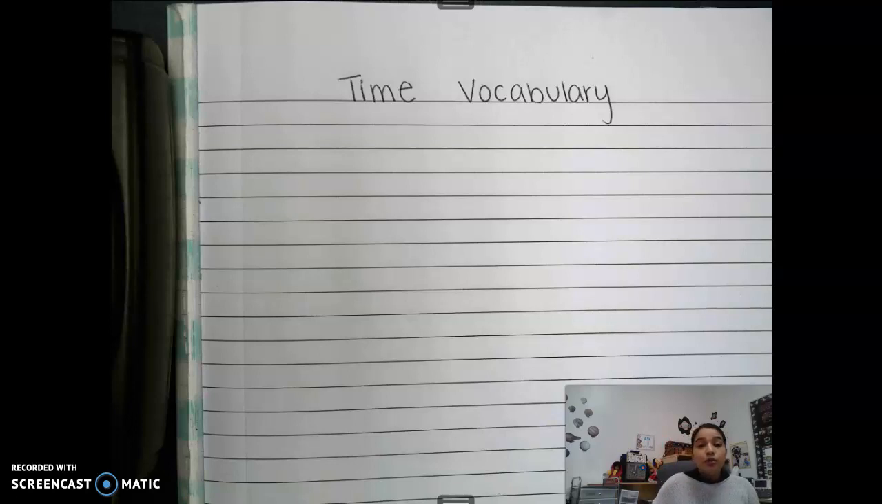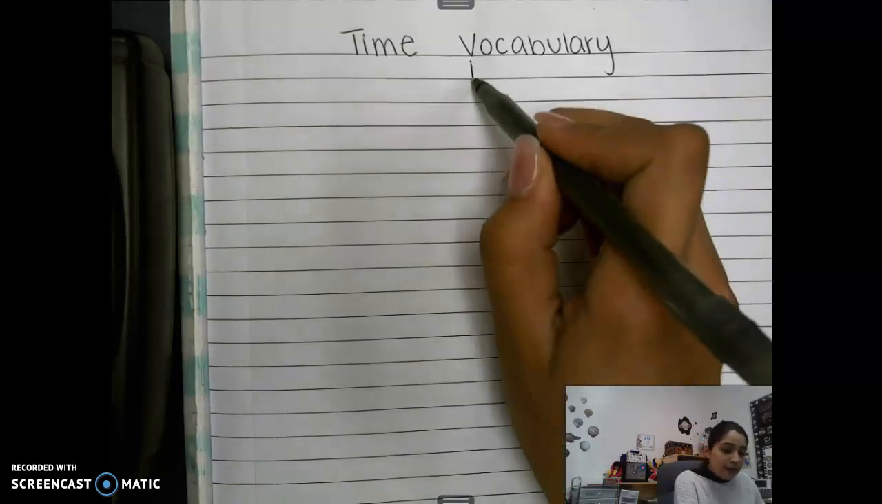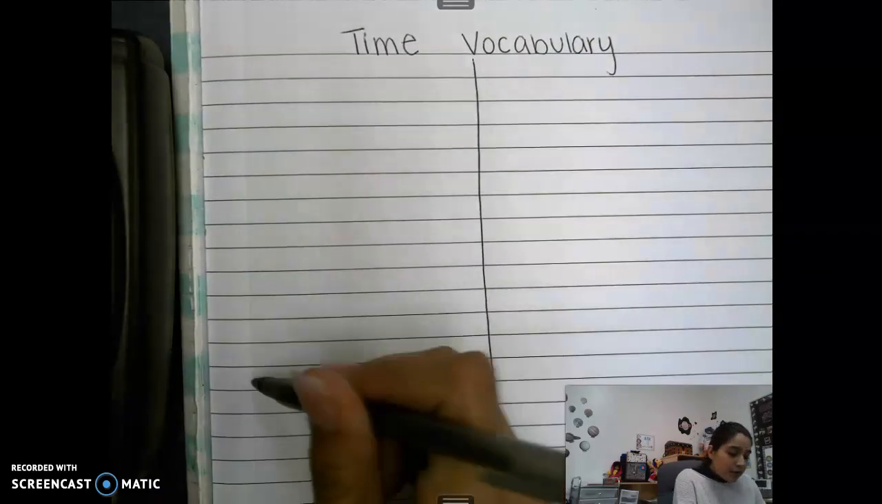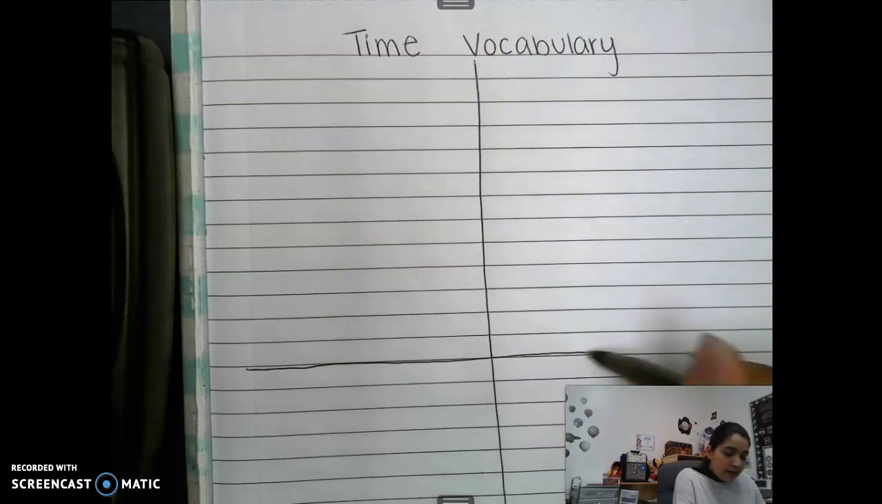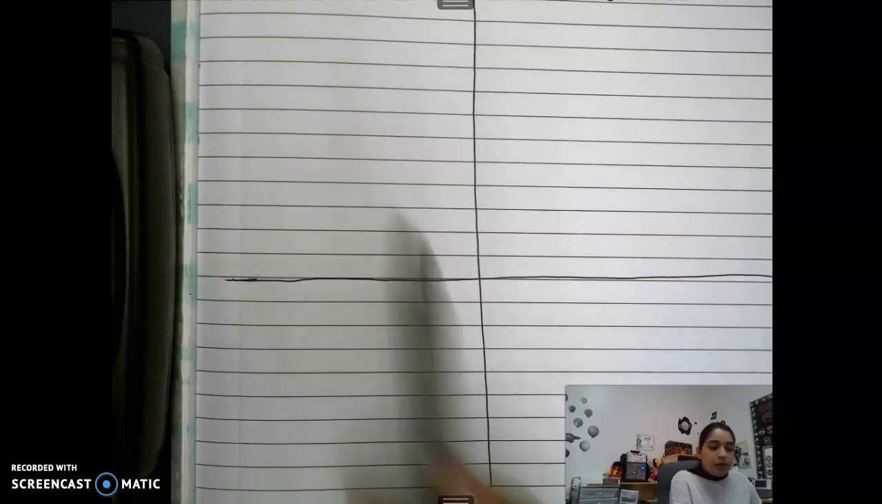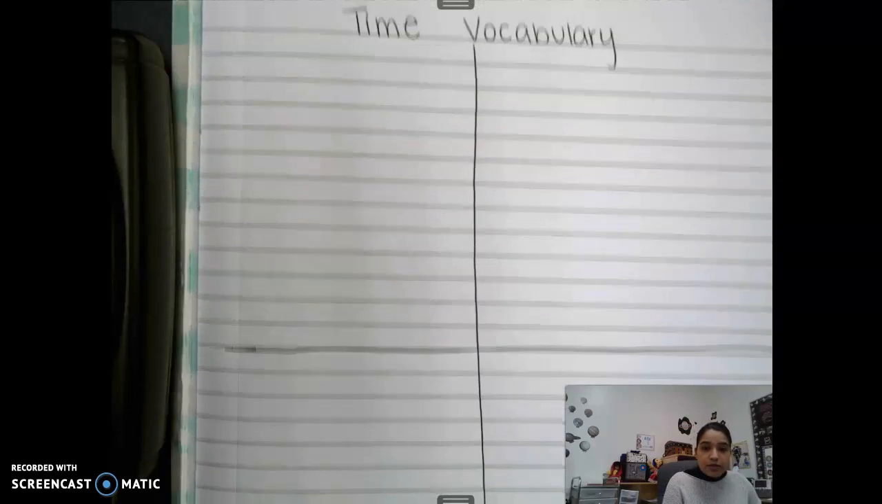And I'm going to show you how to set up your journal. So everyone should have a journal and a pencil. Okay. And we're going to go ahead and divide our page into 4 sections. So you're going to draw a line down the middle like this, and then you're going to draw another line on the opposite side. So you have 4 different sections like mine. So 1, 2, 3, 4. I have 4 different sections.